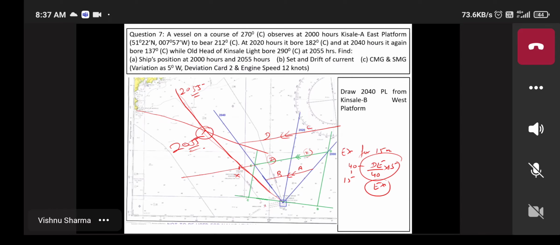Correct, beta? Yes, sir. So in the same ratio you have extended them further for 15 minutes, right? Yes, sir. So it will give you the same PL 2055. Don't worry, wherever your CMG may be. Yes, sir. Is the method noted down?